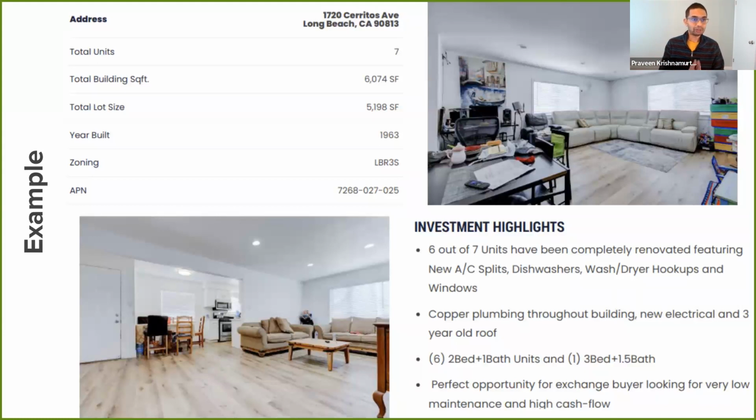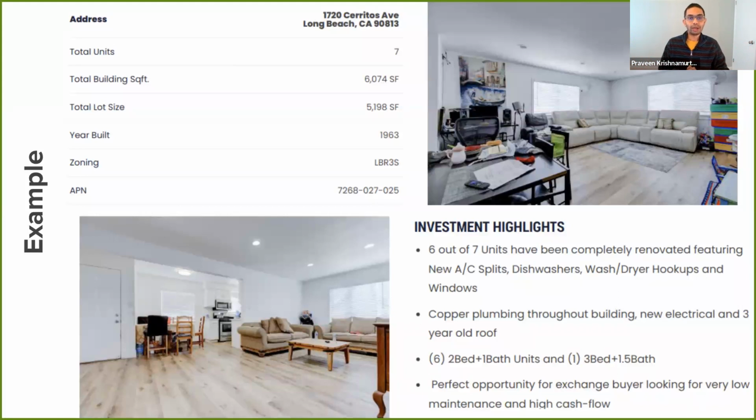So this property, it's 7 units. There's some information given, and they say some highlights, like apparently 6 out of the 7 units have already been completely renovated, presumably by an investor who already did this. They've put in new AC units, dishwashers, washer hookups, new windows. They've changed the plumbing and electrical, and it's a new roof. So it looks like somebody's actually gone ahead and done a ton of value add, and they're trying to sell this.